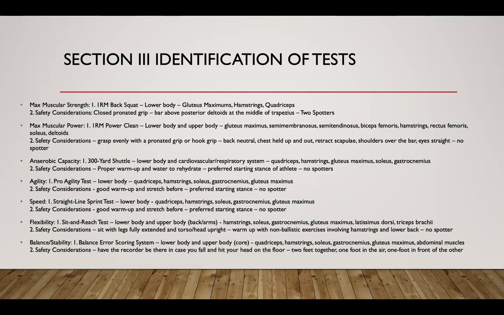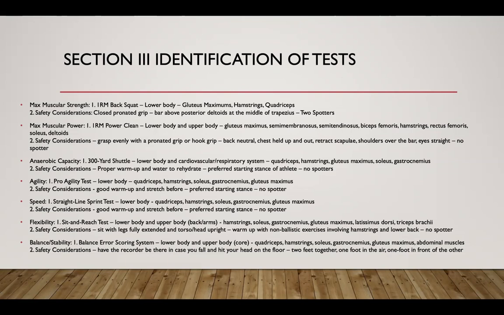For the anaerobic capacity, we did the 300-yard shuttle for our lower body and cardiovascular respiratory systems. It uses the quadriceps, hamstrings, gluteus maximus, soleus, gastrocnemius, all lower legs. For the agility, we did the pro agility test. That again is lower body. For the speed, we did the straight line sprint test. Speed is really key in being an outfielder.